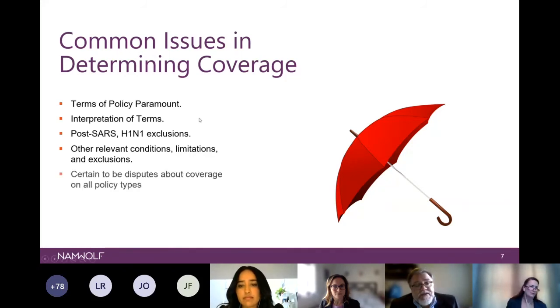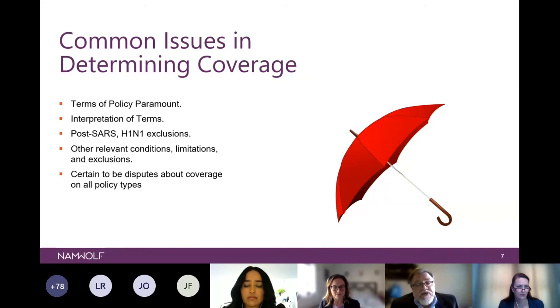It's also absolutely important to pay attention to other key conditions, limitations, and exclusions within the policies. These could be from the range of classic contamination or pollution exclusions. Conditions such as trigger of coverage are going to be key. The issue as to whether or not there's been an occurrence in a general liability policy, or whether or not there's been property damage in a property policy, will be a key area of dispute. And of course, it's always important to pay attention to policy conditions such as notice.